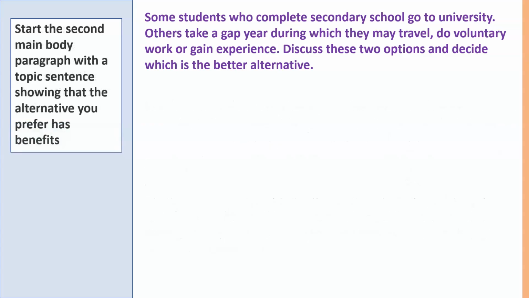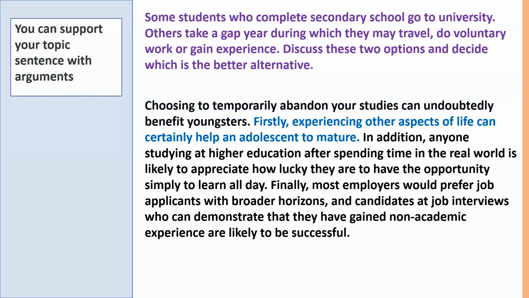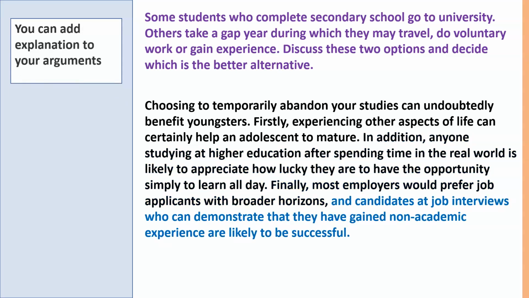arguments. Moving now to the second main body paragraph, and again we need to start with a topic sentence showing that this alternative has benefits. You can support with arguments again. And you can see this is a paragraph with a similar structure to the first one. Here we've added explanation to one of the arguments.